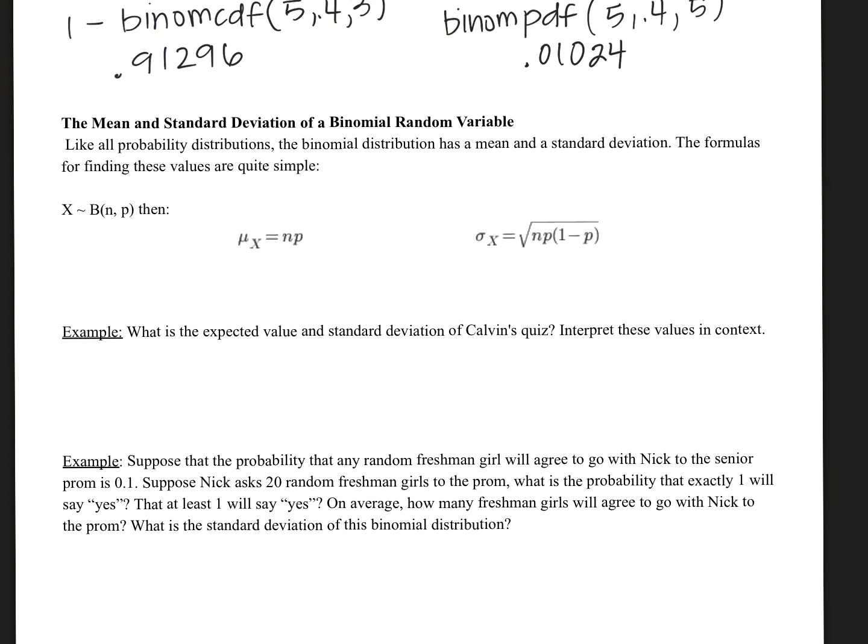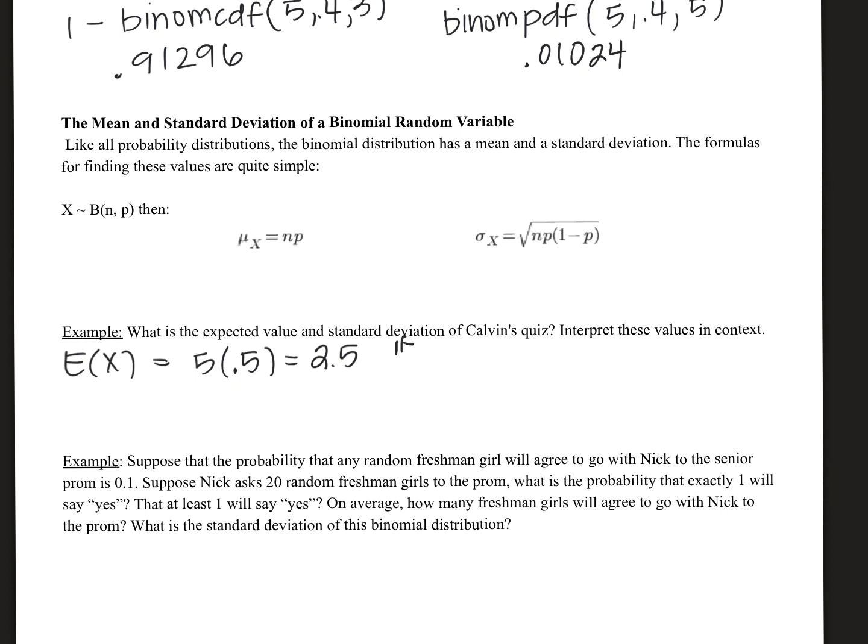So let's go ahead using Calvin's quiz, find the expected value and the standard deviation. Remember, expected value is the same thing as mean. So our expected value, our 5-question quiz, so n was 5, times the probability of success, 0.5, is 2.5. We also want to interpret this in the context of the problem, just like we did with probability distribution.